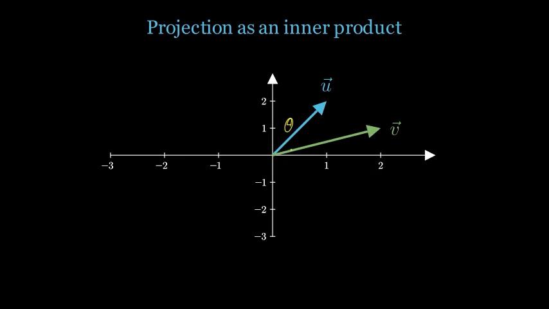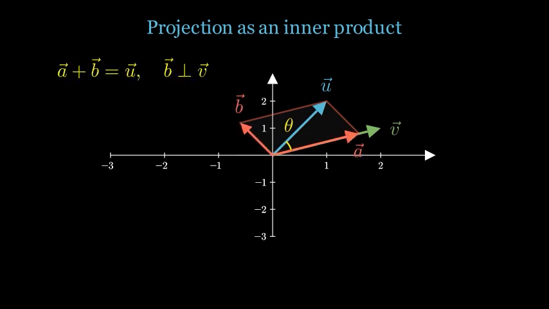Now we take a look at the calculation of the projection vector using the inner product or the dot product of two vectors. So we take two vectors u and v, which have an angle theta between them. Now I want to calculate the projection of u along v. So now I'll create a rectangle such that u is its diagonal. So now the two vectors a and b: a lies along v while b is perpendicular to v. So now the composition a plus b is u.